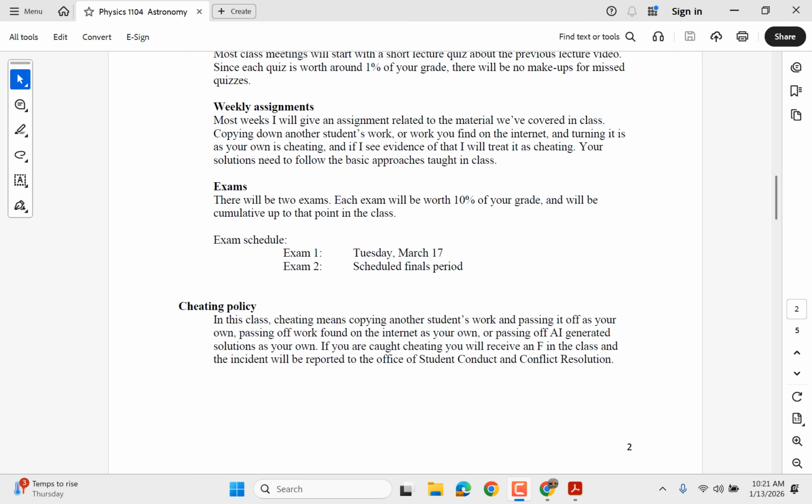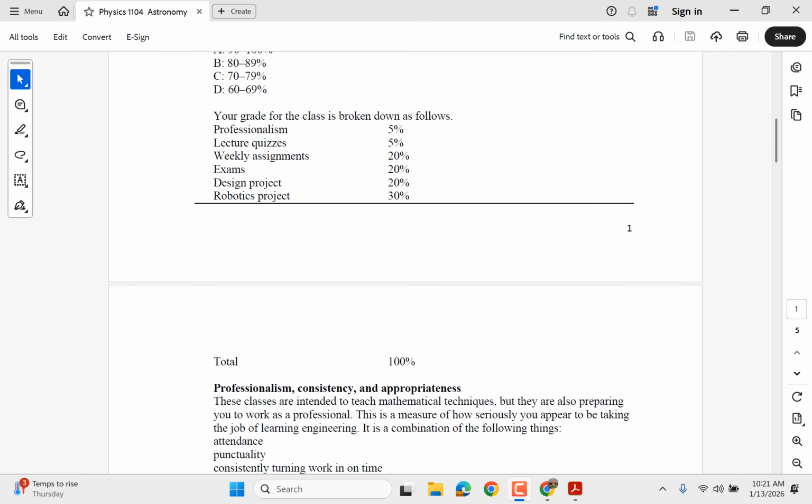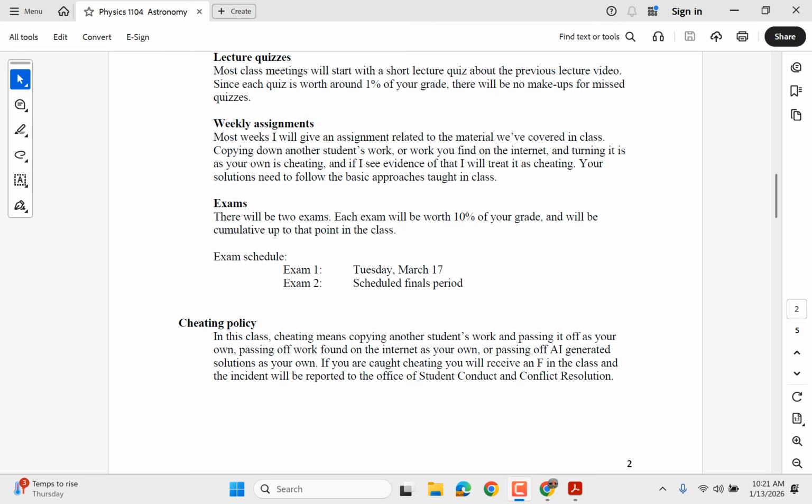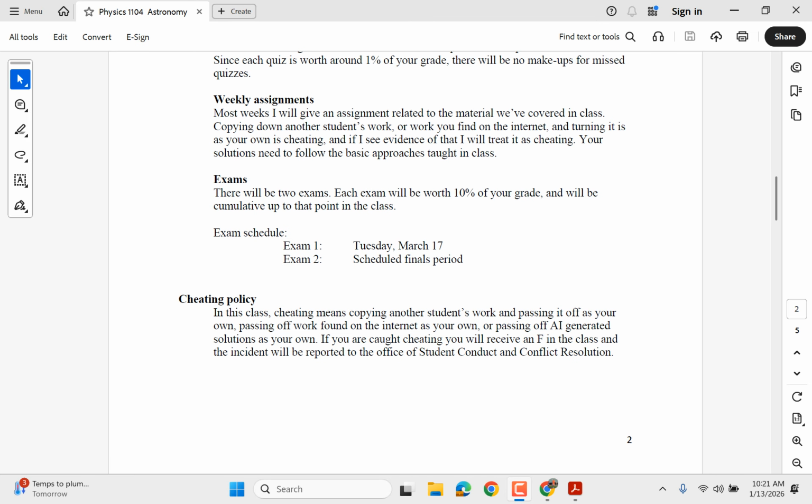And then exams, the exams only add up to 20% of your grade. There's 2 of them, so each one is 10% of your grade. So it's not a huge chunk, unlike, you know, most engineering classes. These are the dates, and I haven't seen the final schedule yet, but I'll get that to you soon. The first one is Tuesday, March 17th, and then the second one is whatever our scheduled finals period is during finals week.